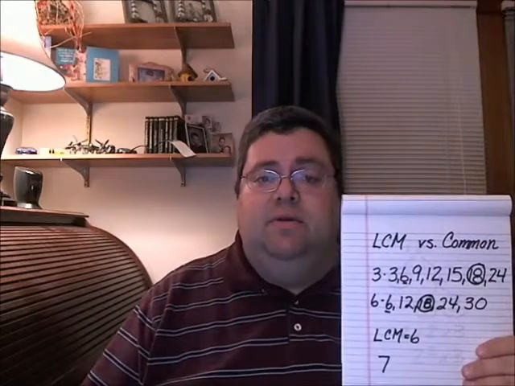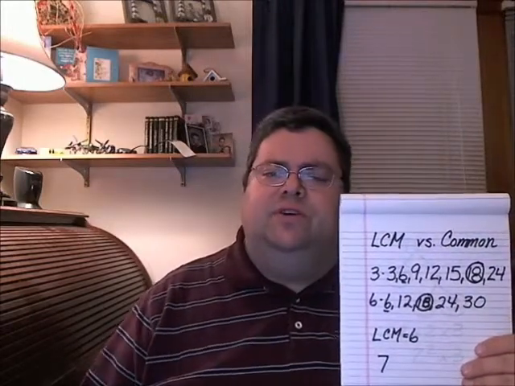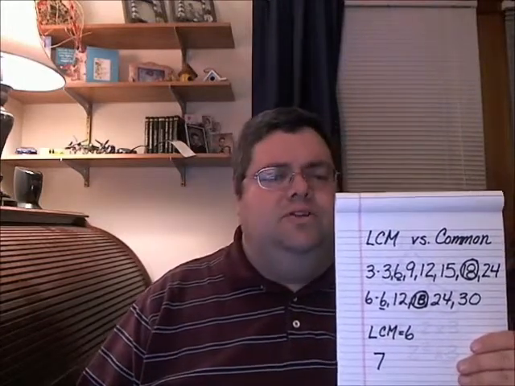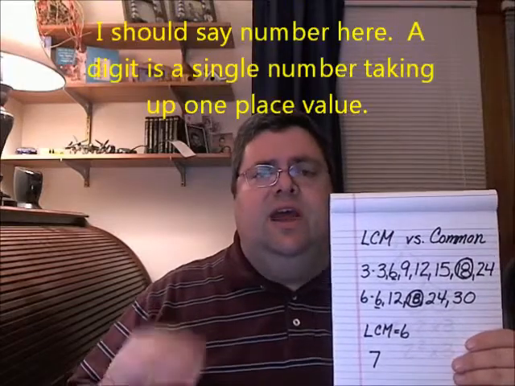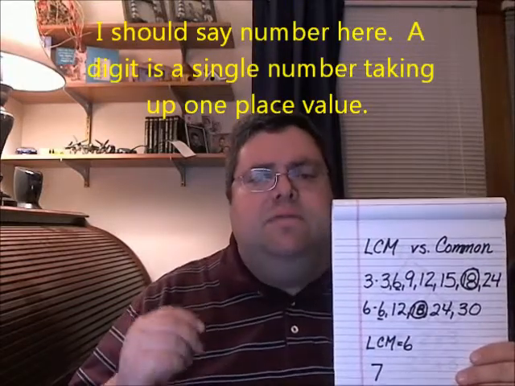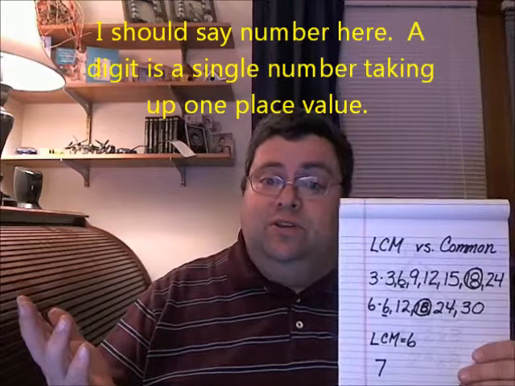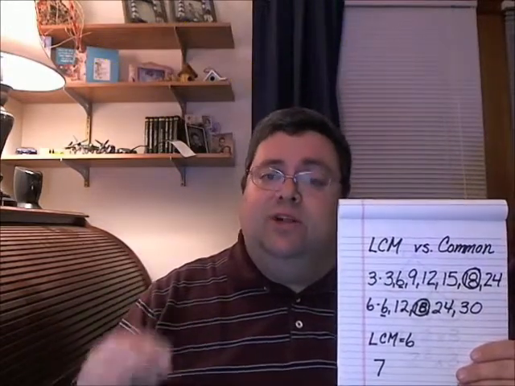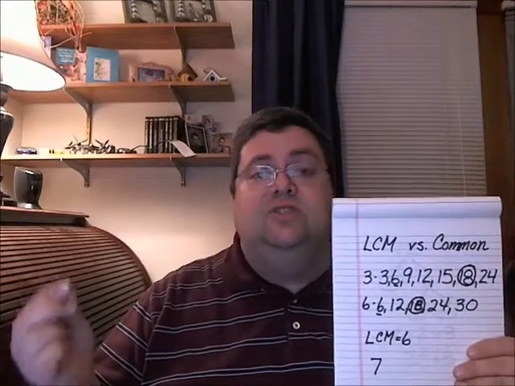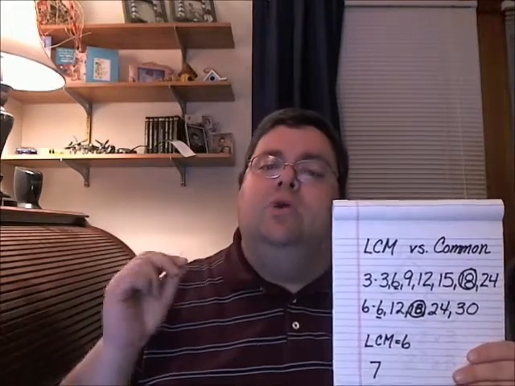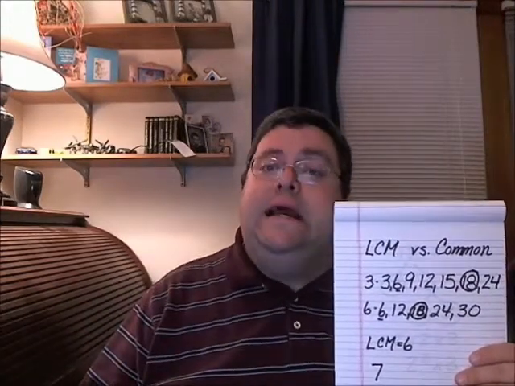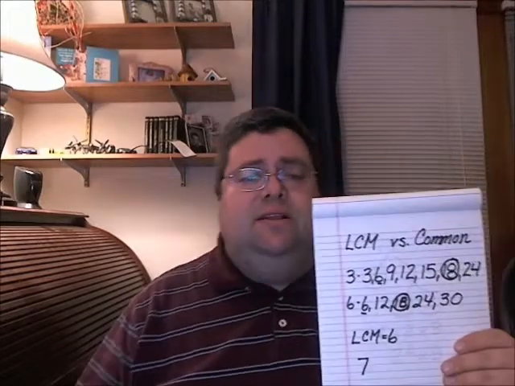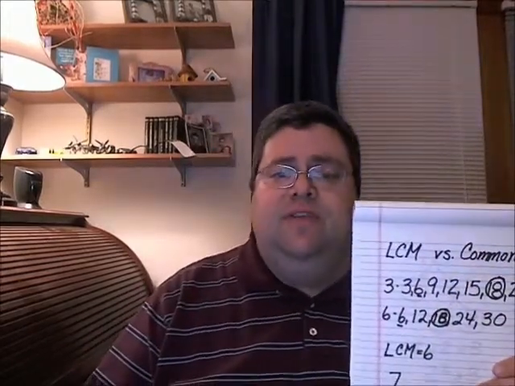6 is the least common multiple, and you'll notice I circled 18. Because when you're stuck with any two digits and you can't find a common multiple, or even if it's more than two digits, if you take the numbers that you started with and multiply them by themselves, so in this case 3 times 6, you will automatically find a common multiple. It may not be the least common multiple. There's no guarantee of that.